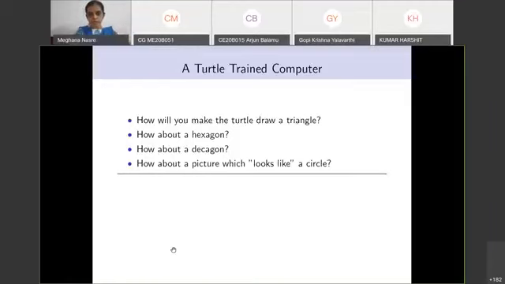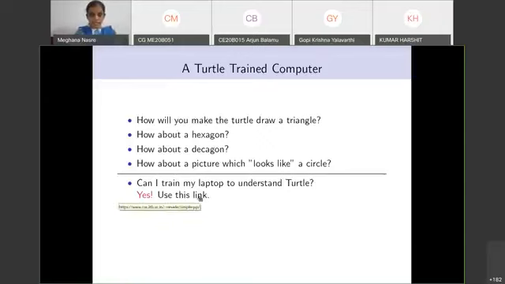How about a decagon? And then why stop at polygons with finite number of sides? What about a picture that looks like a circle? So how will you draw that? And can I train my laptop or computer to understand turtle? Very much, yes. This thing has a link which I hope it is showing up.